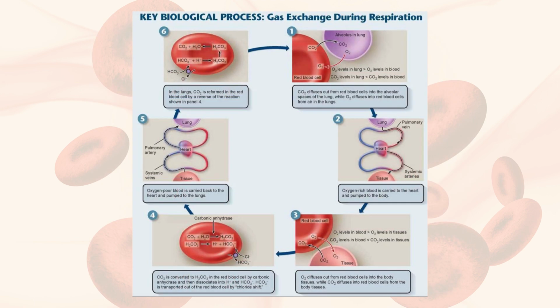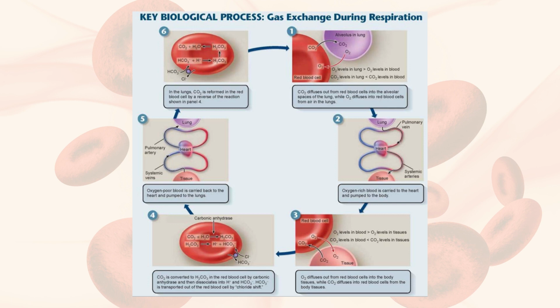Now I will quickly explain the gas exchange during respiration. The first step, as you can see in the panel, carbon dioxide diffuses out from red blood cells into the alveolar spaces of the lung, while oxygen diffuses into red blood cells from air in the lungs. Then oxygen-rich blood is carried to the heart and pumped to the body. This oxygen diffuses out from the red blood cells into the body tissues, while carbon dioxide diffuses into red blood cells from the body tissues.